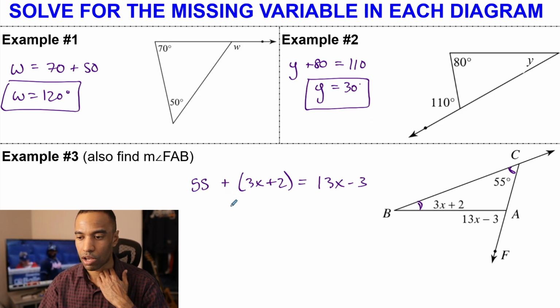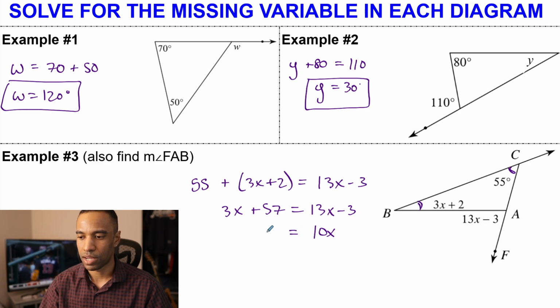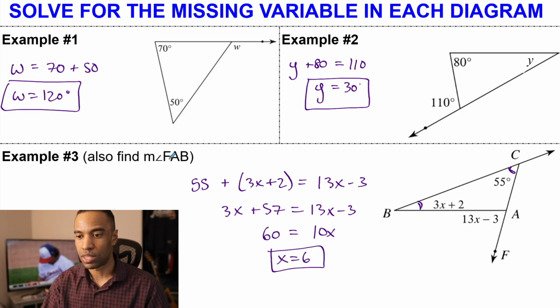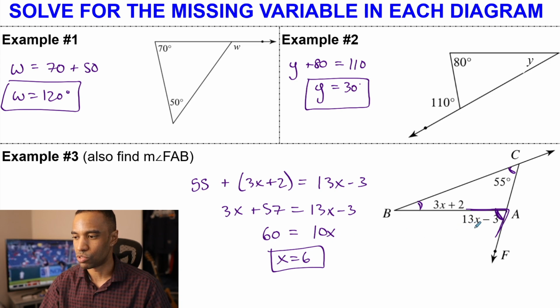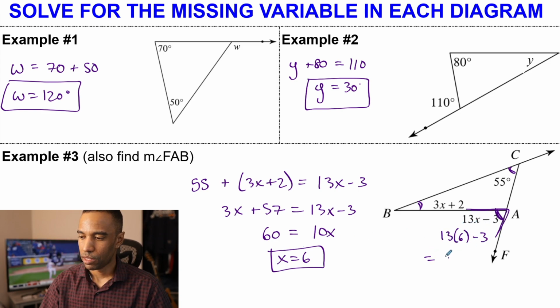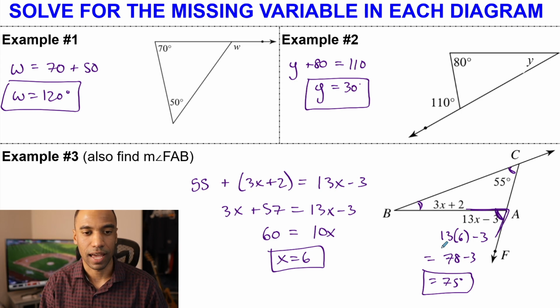And then as we solve for x here, we get 3x plus 57 equals 13x minus 3. Subtract the 3x, add the 3, and you get x equals 6. Now, if I asked you to then find the measure of angle FAB, that's this thing right here. That's this one, FAB. You substitute 6 into here. 13 times 6 minus 3 equals 78 minus 3, which is 75 degrees. And that's it, and that's all.